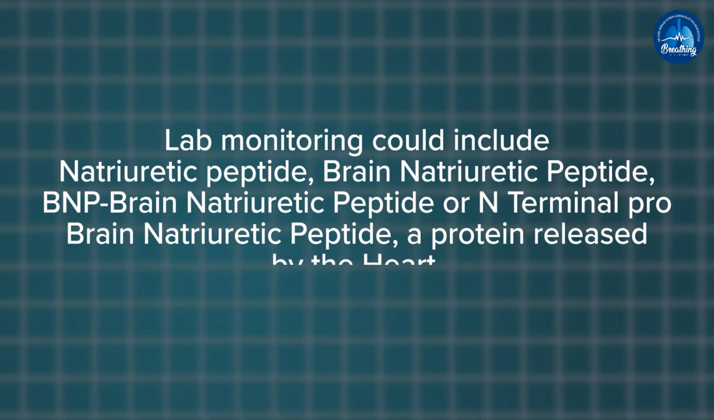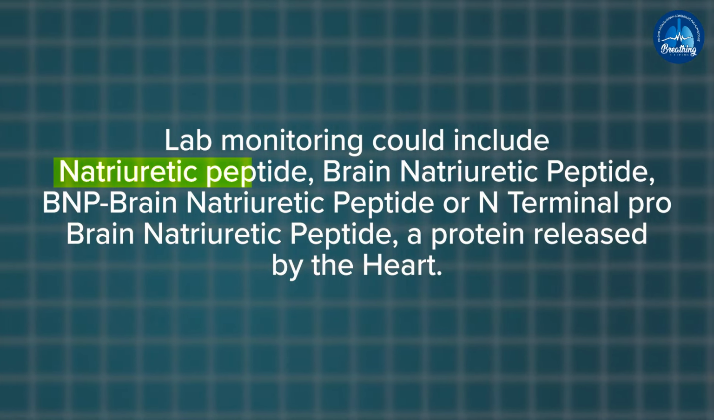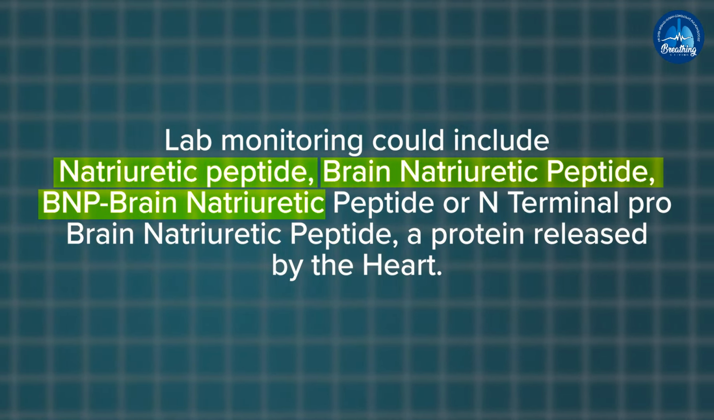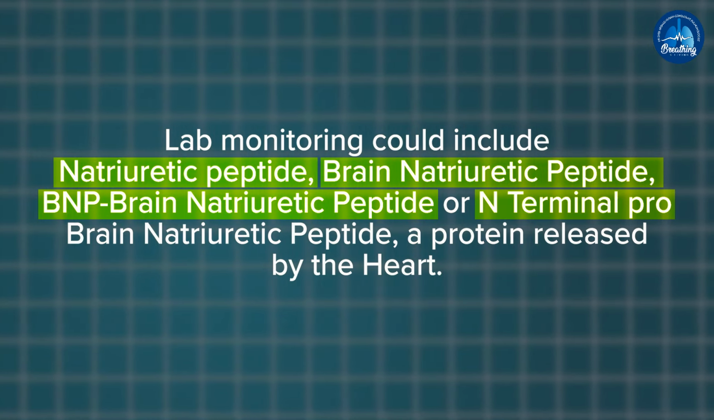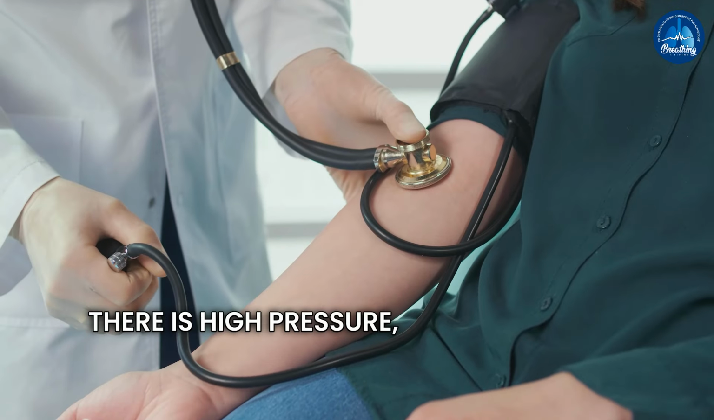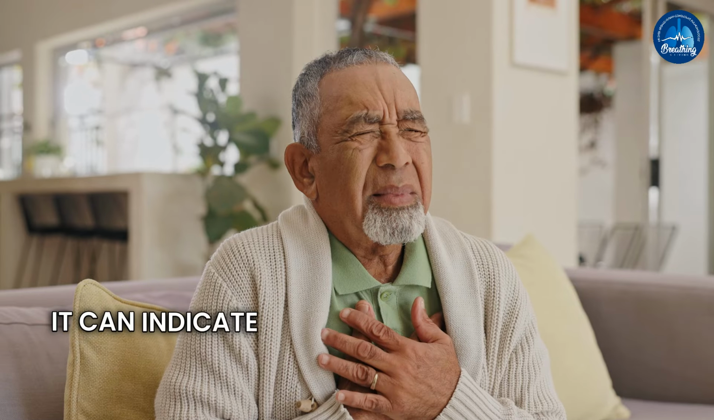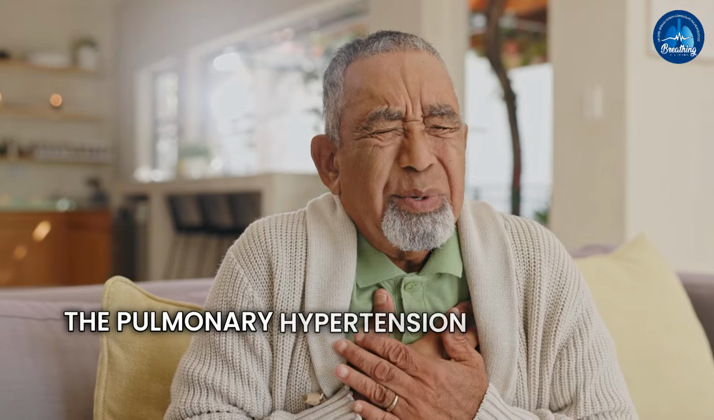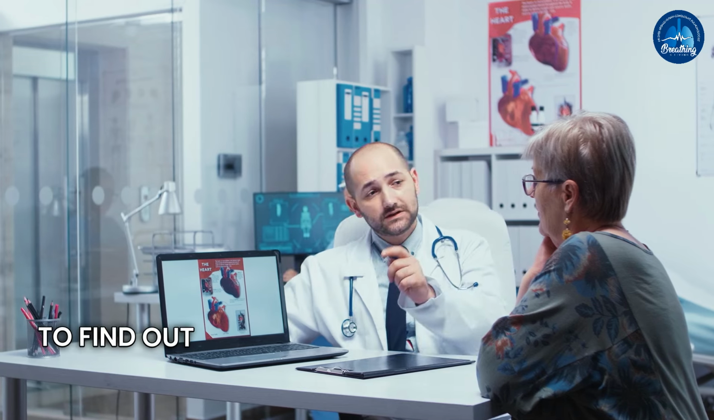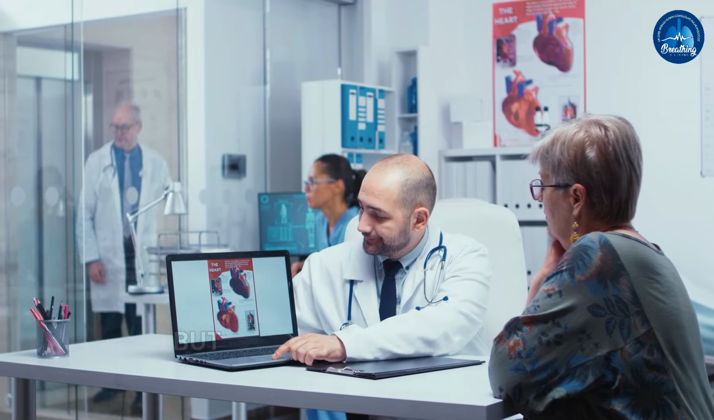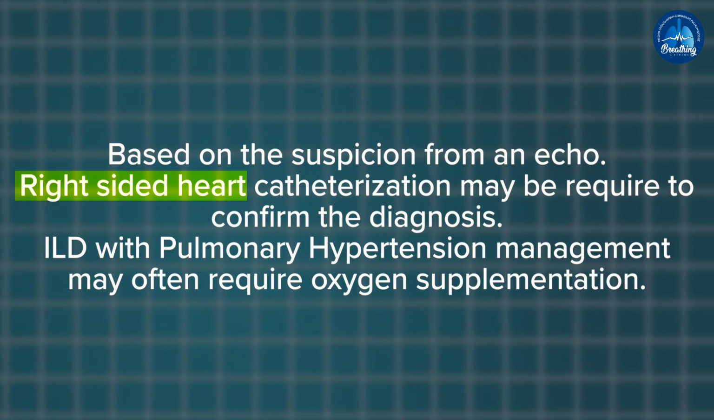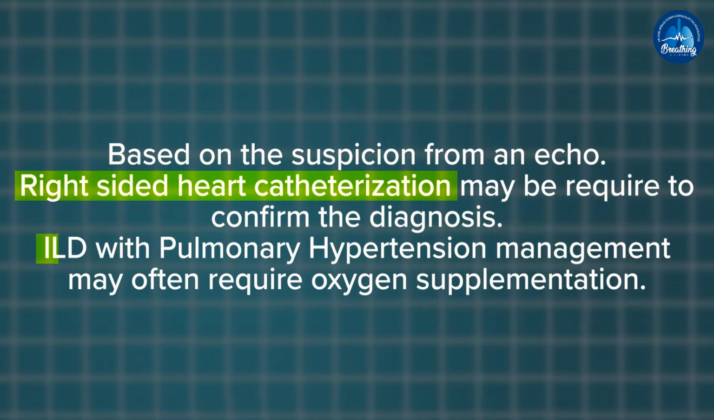Lab monitoring would include natriuretic peptide, brain natriuretic peptide, BNP, or N-terminal pro-brain natriuretic peptide, a protein released by the heart when there is high pressure. It is found to be elevated. It can indicate heart failure, which can be caused by the pulmonary hypertension or by other heart problems. Echo scan of the heart is always the best tool to find evidence of pulmonary hypertension, but is operator dependent. Based on the suspicion from an echo, right-sided heart catheterization may be required to confirm diagnosis.